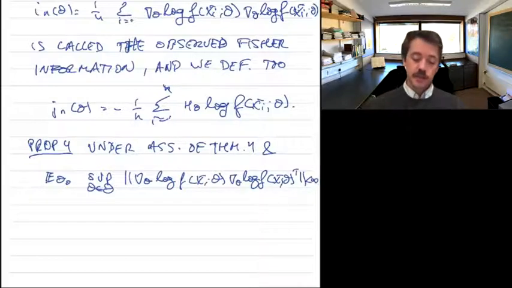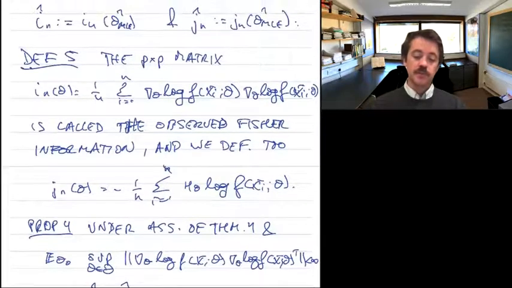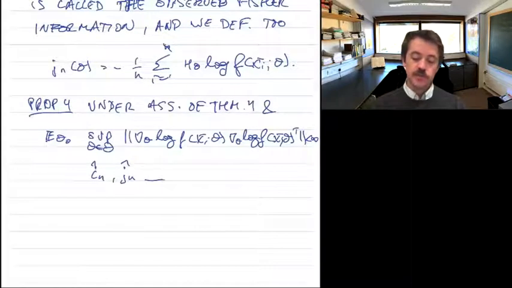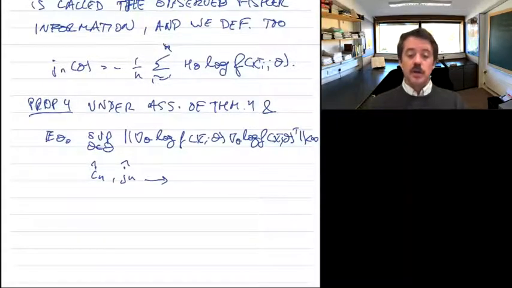Then we get that the In and the Jn, which need to have hats because we plug in the MLE, converge in probability under theta naught to the Fisher information matrix of theta naught.